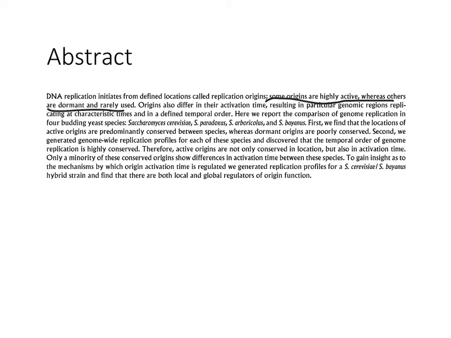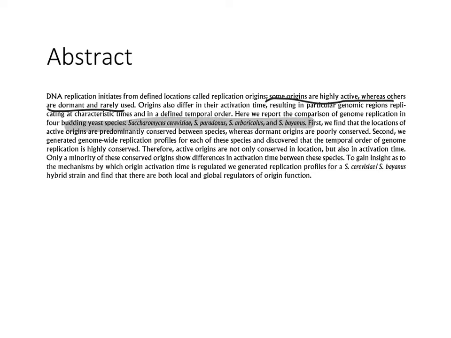Some of them are high efficiency or highly active. They're always used in every cell every time synthesis starts. But there are some regions of chromosomes that are sometimes an origin of replication, and sometimes replication doesn't start at that spot on the chromosome. One of the questions was, what species are these authors studying? Budding yeast species. These are yeast, Saccharomyces, and they're looking at 4 different species.